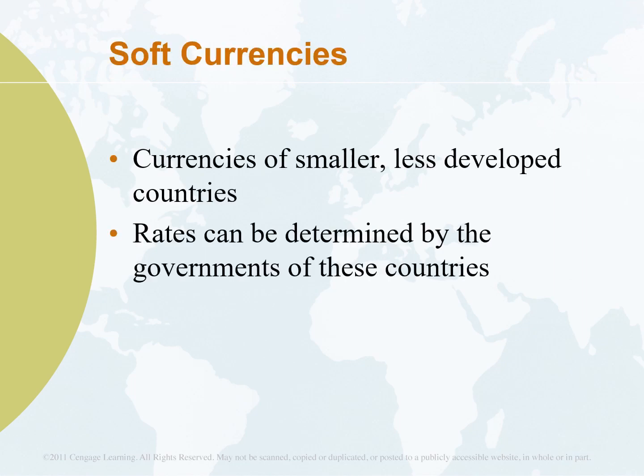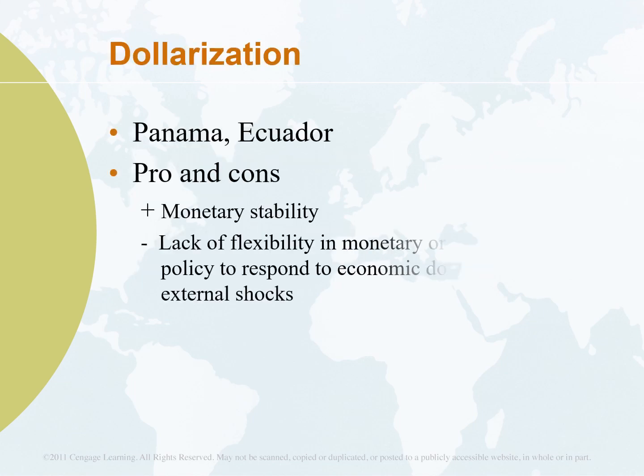Soft currencies. Do you know what is a hard currency and what is a soft currency? Hard currency is the freely exchangeable currency of the most developed countries, major economies. US dollars, Canadian dollars, euros, British pounds, Australian dollars, and Japanese yen are considered hard currencies. And soft currencies are the ones of smaller, less developed countries. The governments of these countries may determine the exchange rate or manipulate the rate.